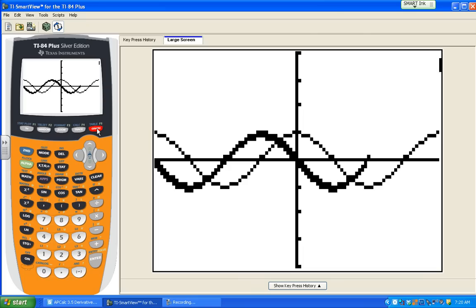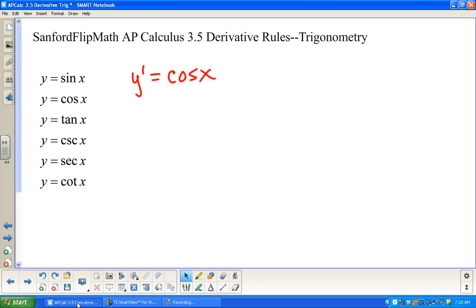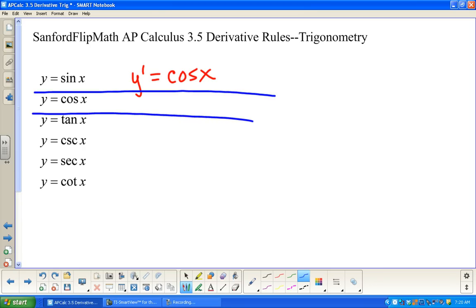So the question is, okay, the derivative of sine is cosine. Is the derivative of cosine sine? Well, not exactly. Sine would have looked like this. So it's not sine, but it is something pretty similar to sine. It's actually negative sine. It's the upside down version of sine. It's sine with a transformation done to it. So the derivative of cosine is negative sine.